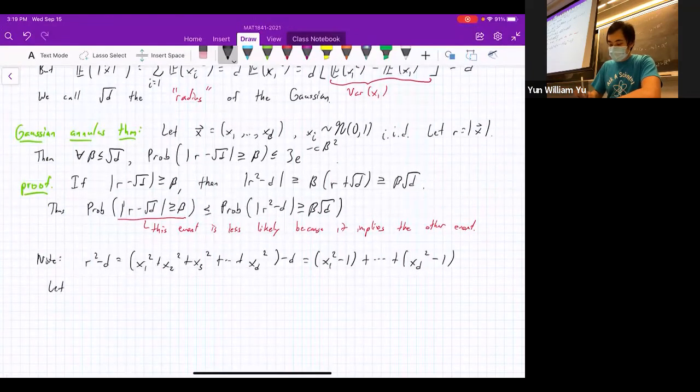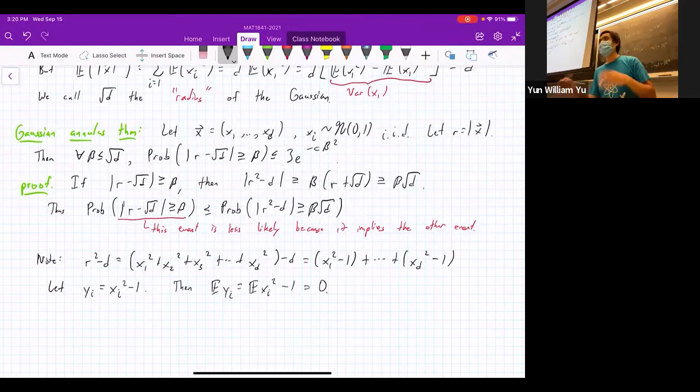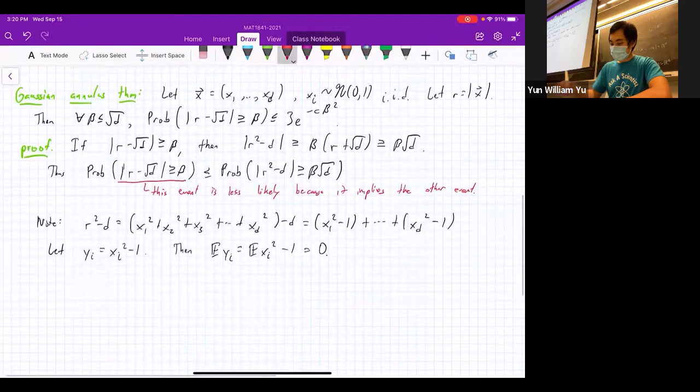Now we're going to define a new variable, yi, to be xi squared minus 1. Let's note that the expectation of yi is equal to the expectation of xi squared minus 1, which is equal to 0. So now we have a mean zero random variable, and we can explicitly compute each of its other moments. Let's do that, because this will become useful when we use the master tail bounds inequality later. So let's compute the moments of this random variable.